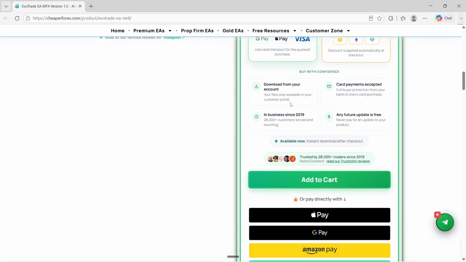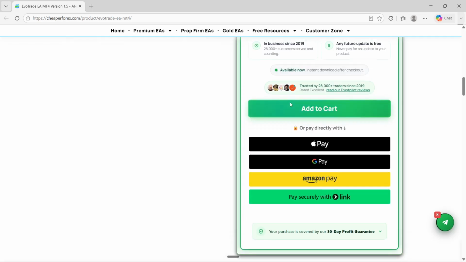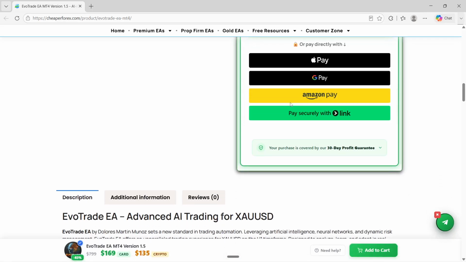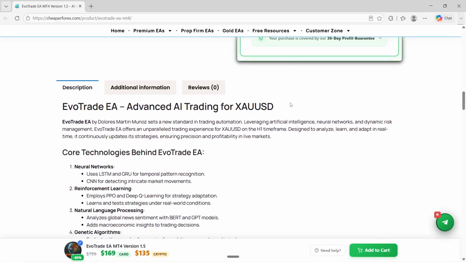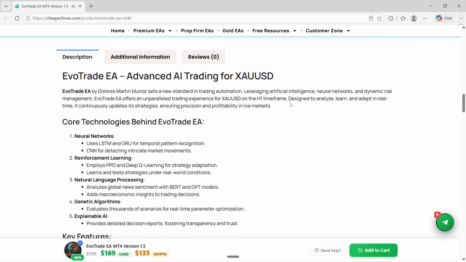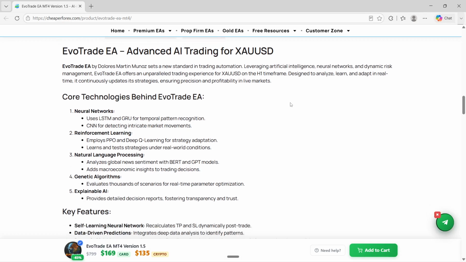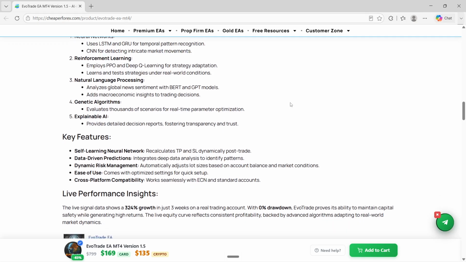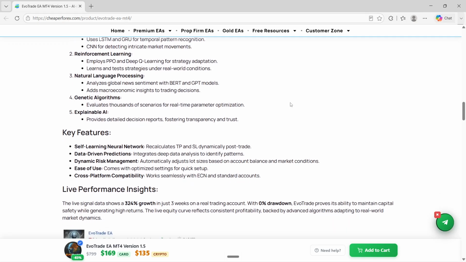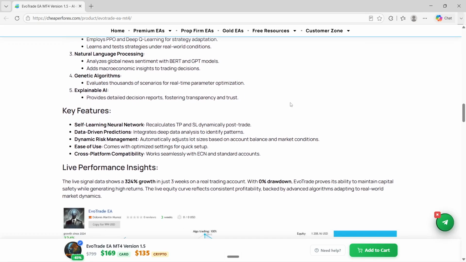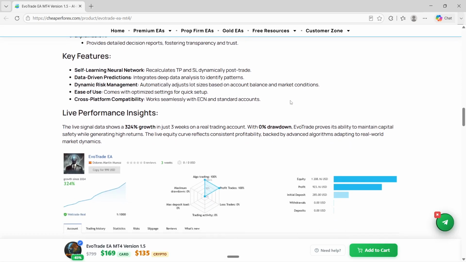The marketed features include fully automated execution, optimized settings for ease of use, compatibility with ECN and standard accounts, and cross-platform support for MT4. Reseller pages emphasize instant download, money back policies in some cases, and live performance screenshots showing rapid equity growth. Users are typically directed to specific set files and risk parameters after purchase. VPS and low spread brokers are commonly recommended for this style of system.